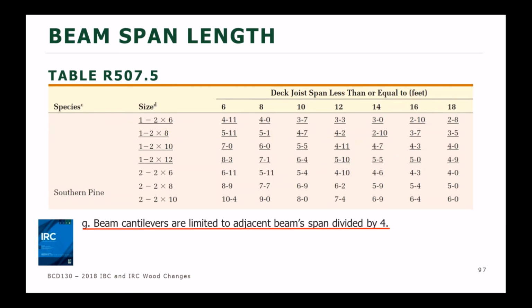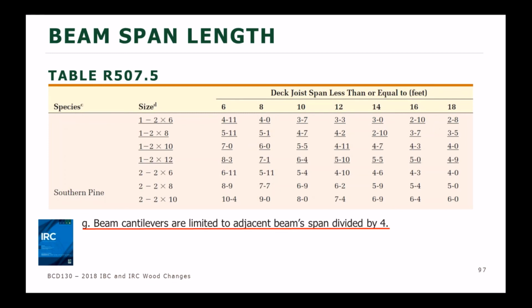With beam span lengths, we have 1 ply beams that have been added. Of course, the deck joist spans are very small, but for little corners of the deck that have separate spans, they're going to work just fine. And we have clarification that a beam's cantilever is limited to the adjacent beam's span divided by 4. So this was in the text before.